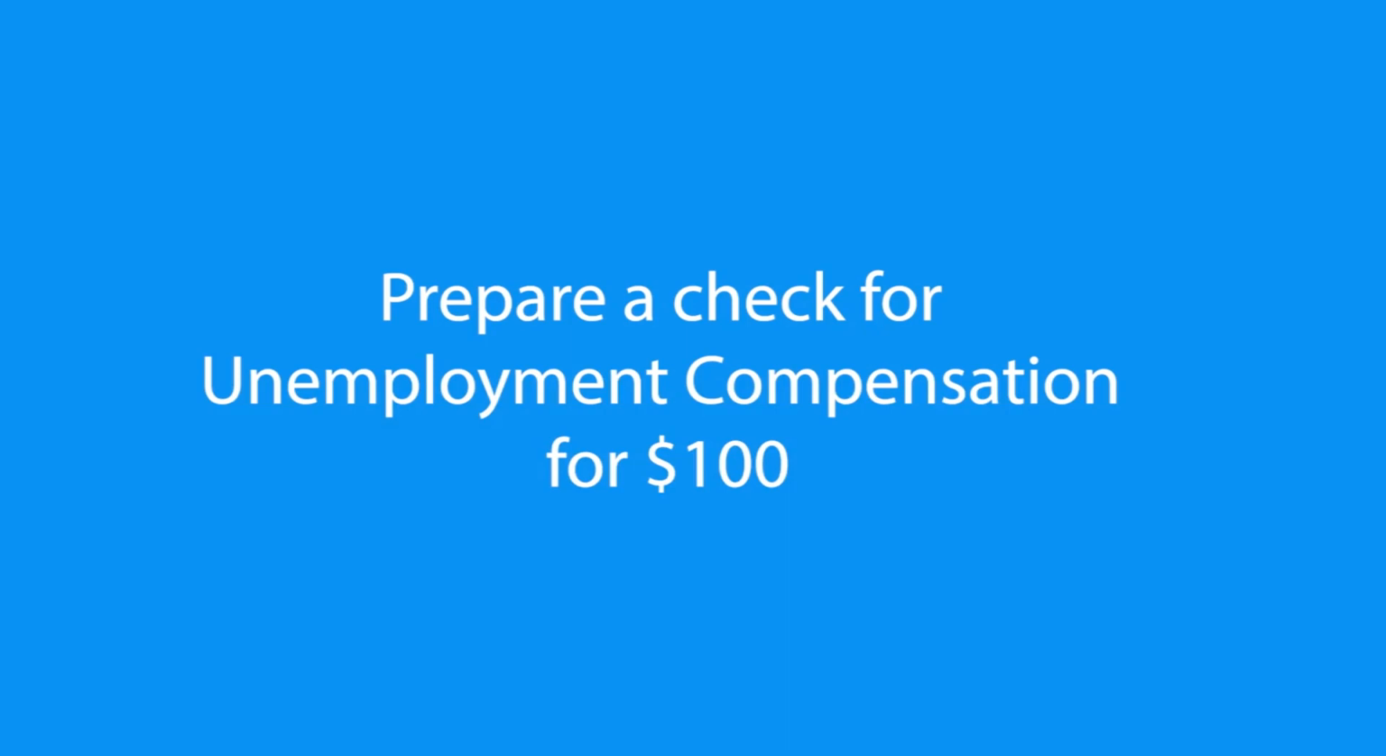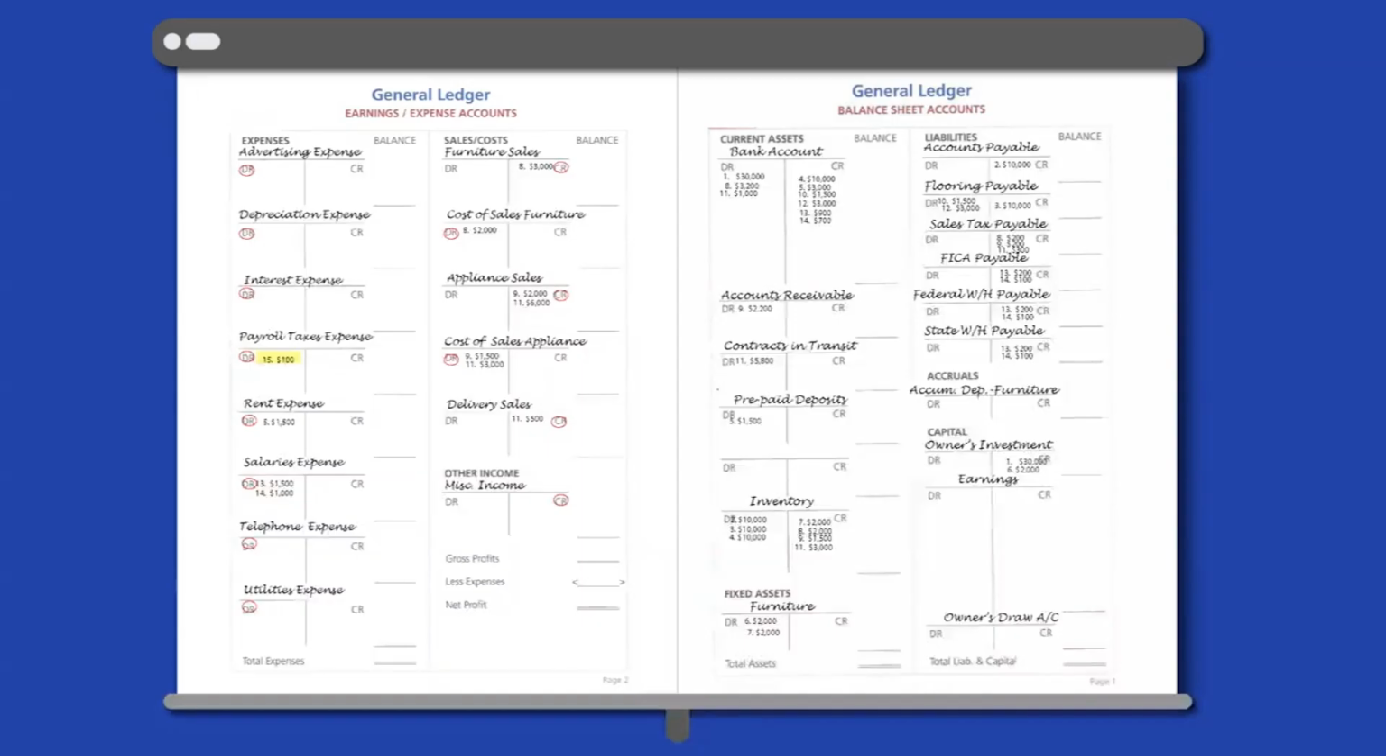Okay, Nikki, what'd you do? I think I got this. It's payroll tax expense. Good. It's a $100 debit. Okay, we're going to debit payroll tax expense $100. And then we're going to credit the bank account for $100. Very good. Credit the bank account $100.